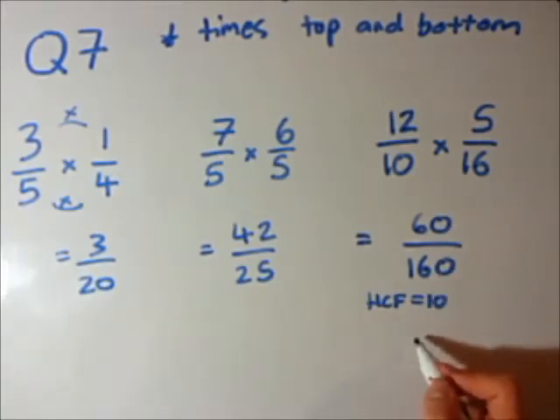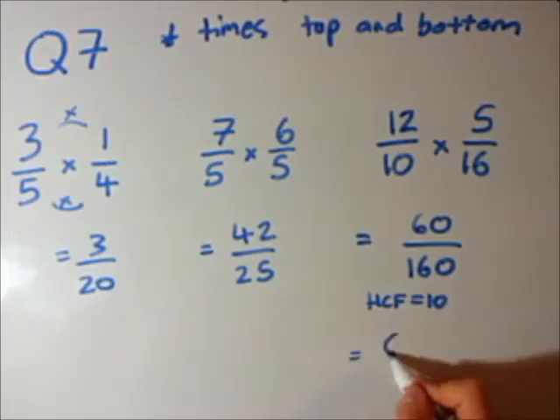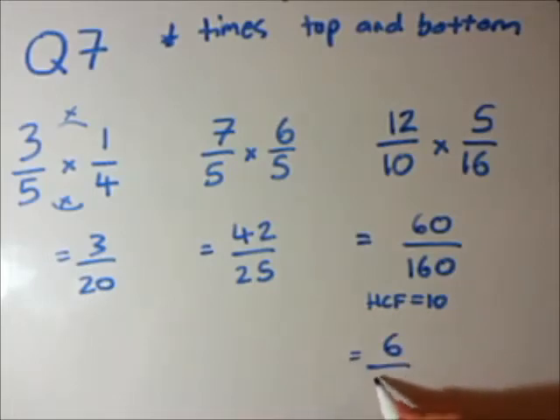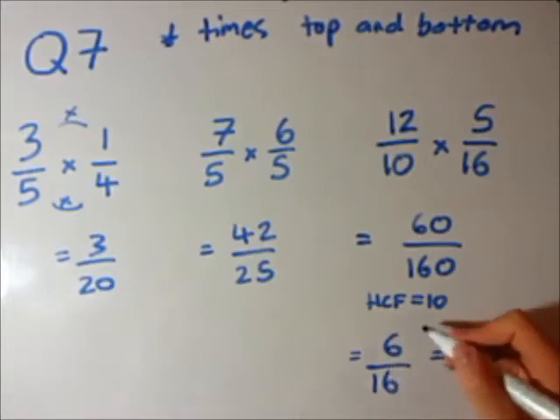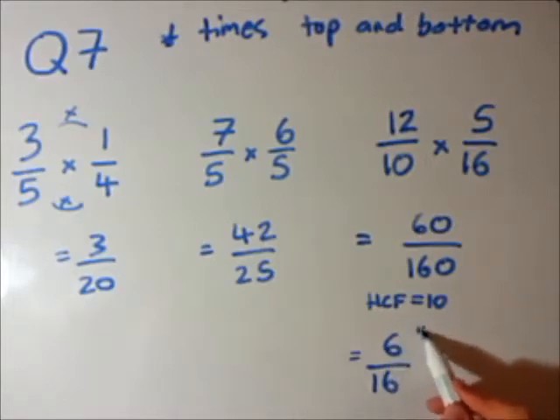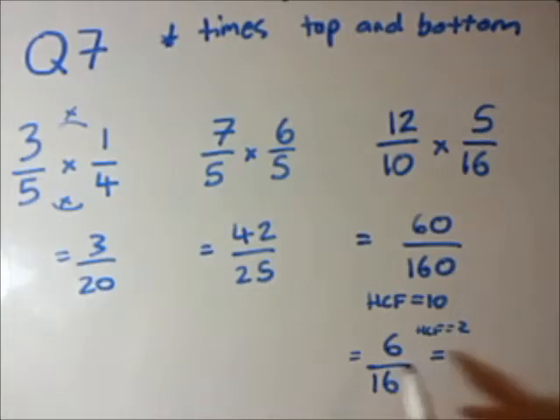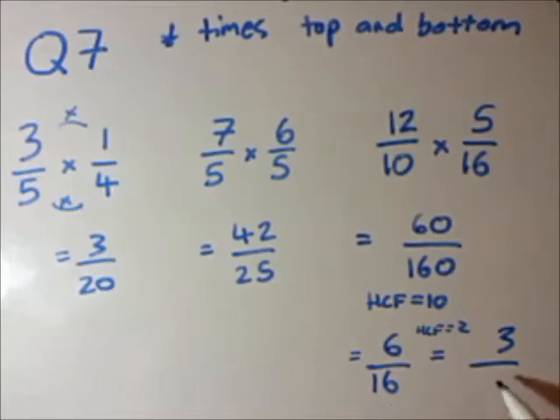So 60 divided by 10 equals 6. 160 divided by 10 is 16. Now, this isn't in simplest form because 2 goes into both. Okay? Let's just write, so I'm going to use highest common factor equals 2. So 6 divided by 2 is 3. 16 divided by 2 is 8. There we go. We've now got our answer in simplest form.